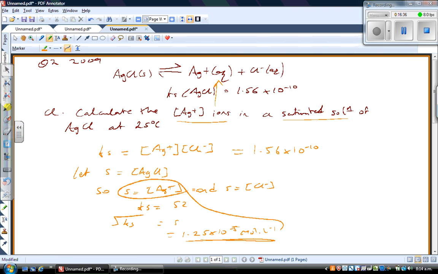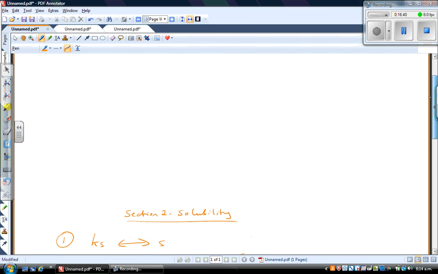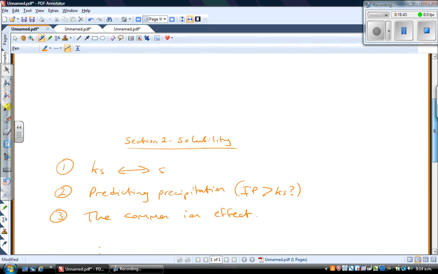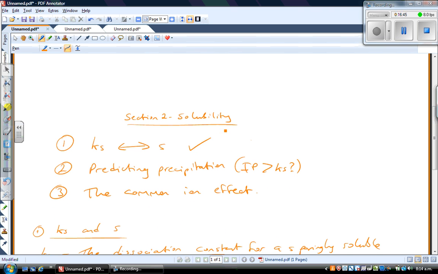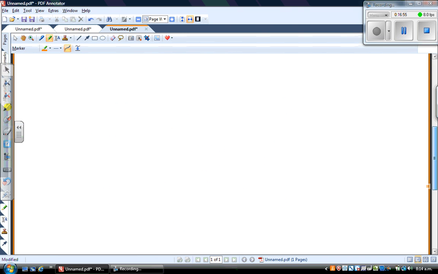The next thing we want to take a look at, so let's go back to our original starting point. Our original starting point said we had 3 sections to cover. So we've done Ks and S calculations. The next thing to take a look at is predicting precipitation. So let's take a look at section 2 now, predicting precipitation.